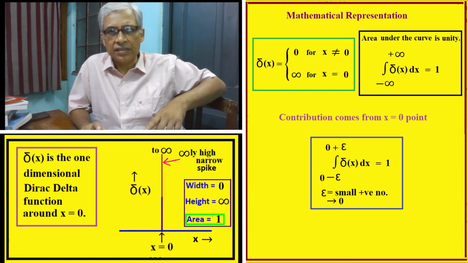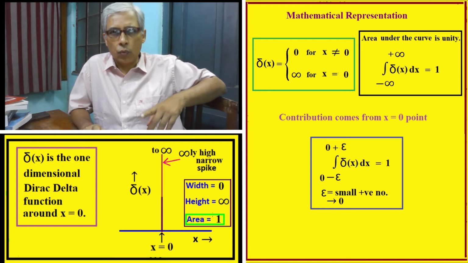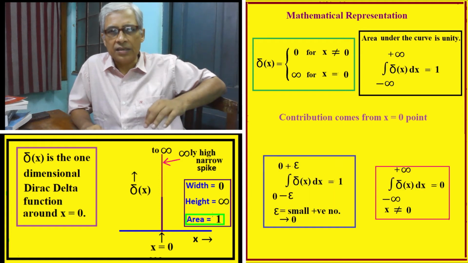This is indicated in the blue box, where we integrate from minus epsilon to plus epsilon through x equal to 0, where epsilon is a small positive number. Again, if we exclude the x equal to 0 point and integrate over all other points on the x-axis, then obviously we get a 0, because then we are excluding the very point that contributes. This is mentioned in the red box.